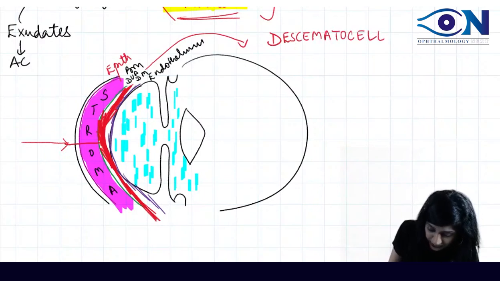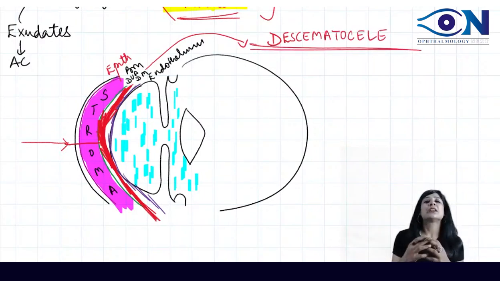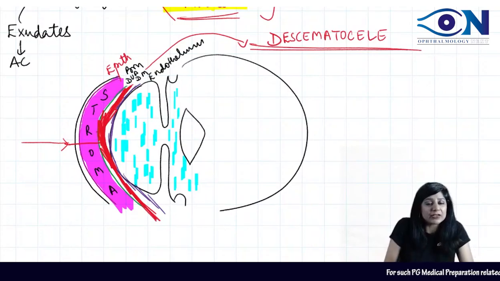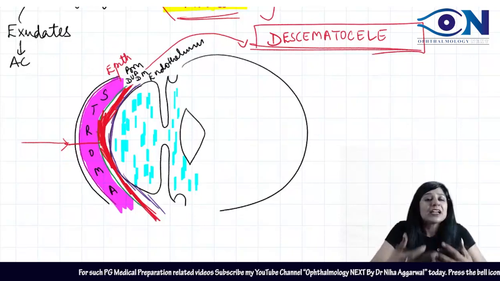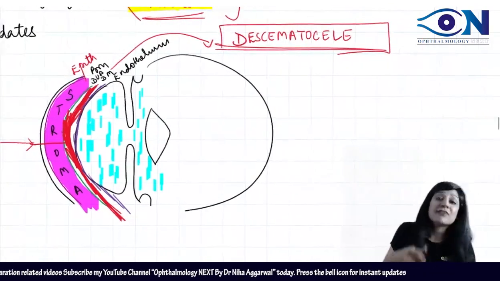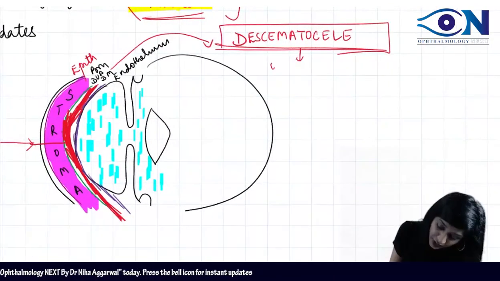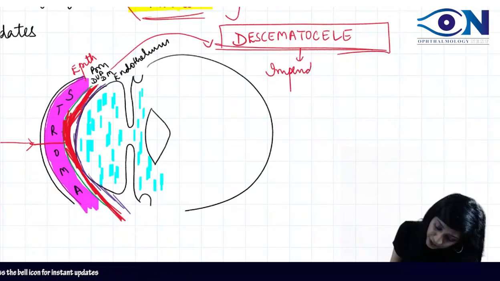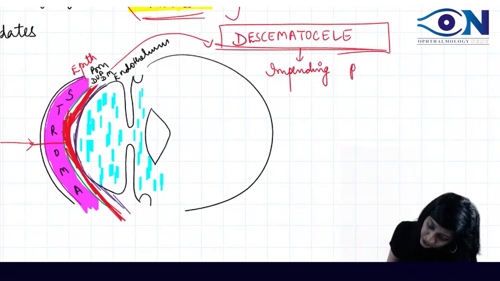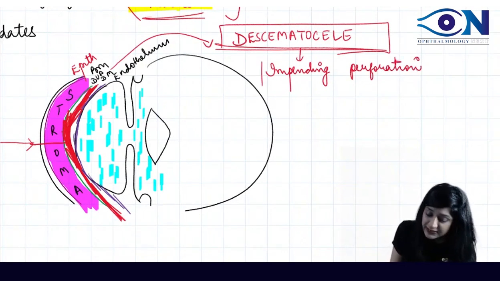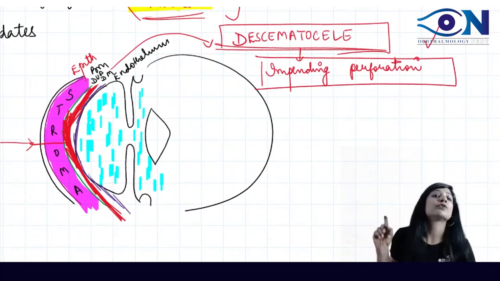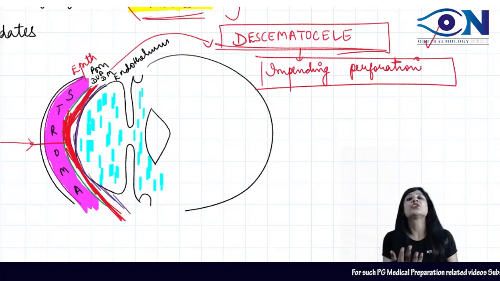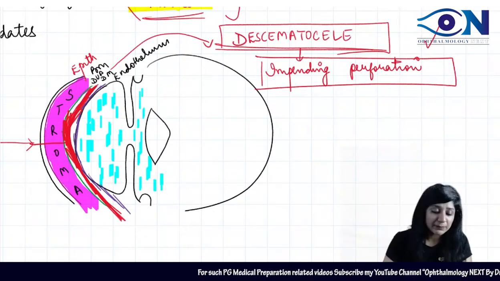This forms the descemetocele. Descemetocele means herniation, a cavity kind of thing is formed, which is preventing the perforation. So this is your impending perforation. If I am having problems even at this, then it will lead to the perforation. So that is actually the quality of Descemet's membrane, impending perforation.